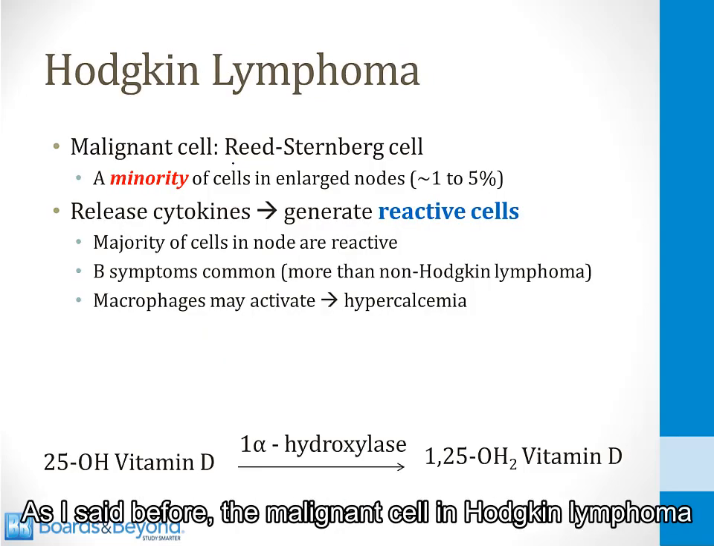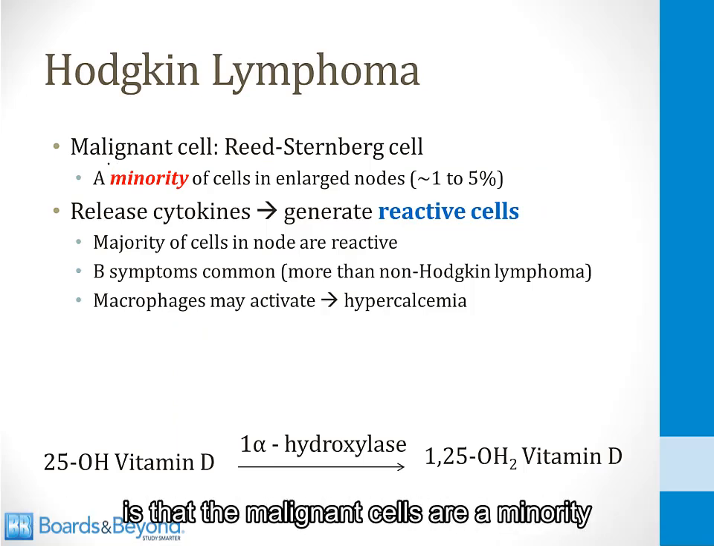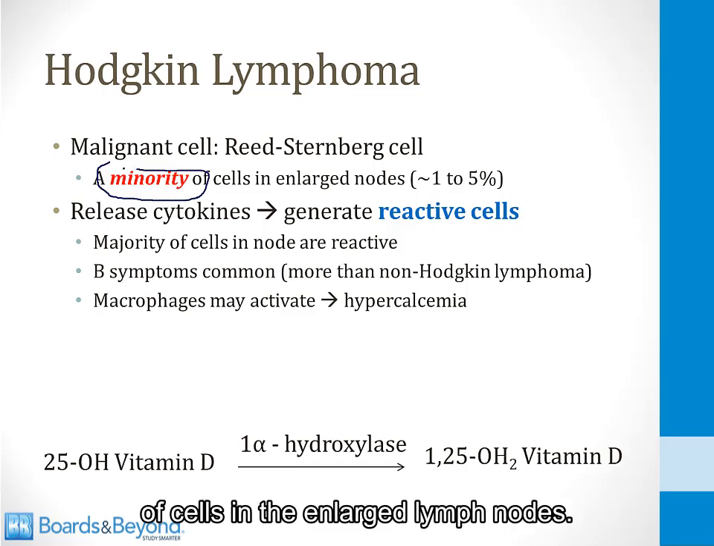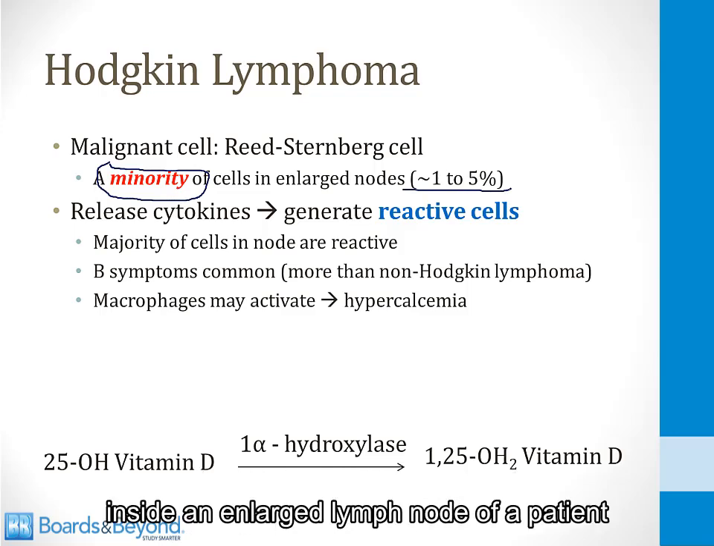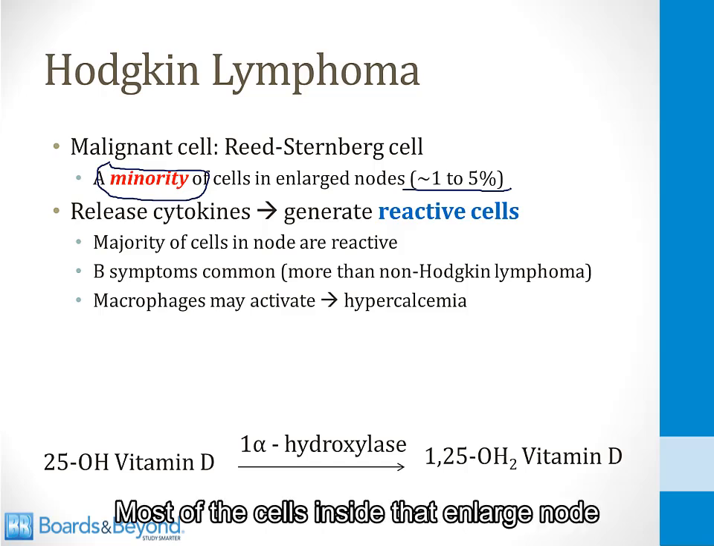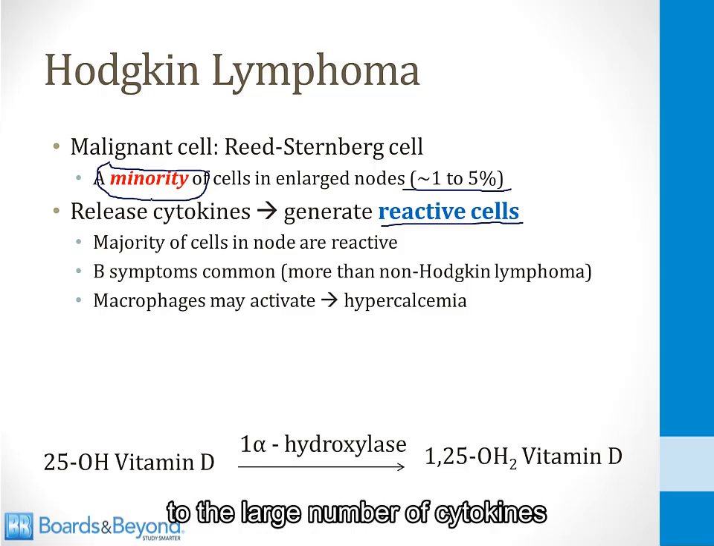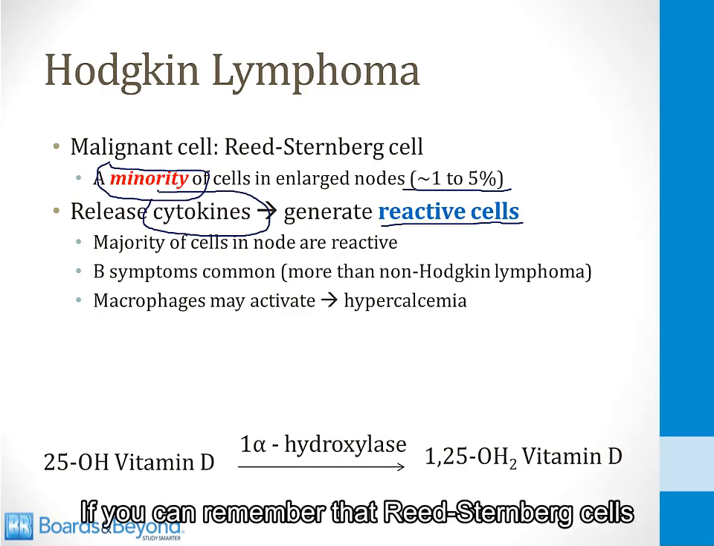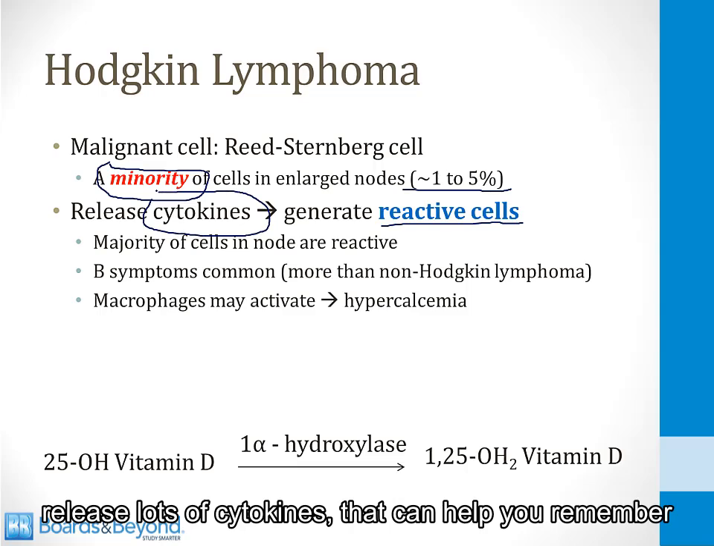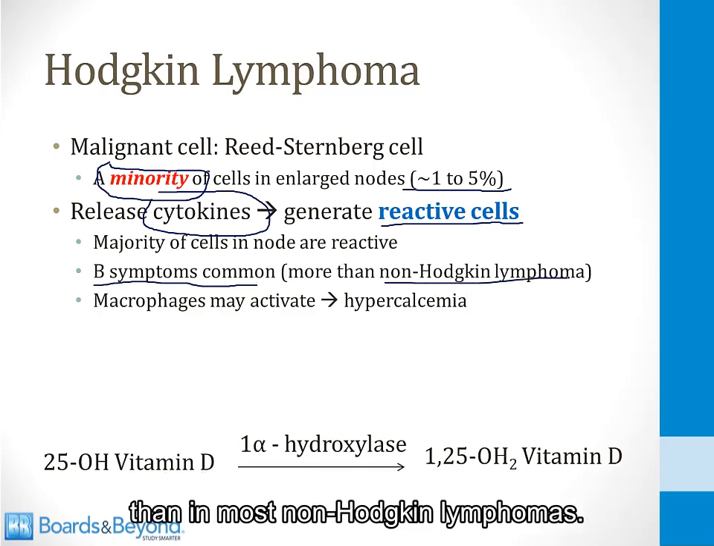As I said before, the malignant cell in Hodgkin lymphoma is the Reed-Sternberg cell. What's unique about this lymphoma is that the malignant cells are a minority of cells in the enlarged lymph nodes. Usually, Reed-Sternberg cells are only 1 to 5% of the cells inside an enlarged lymph node of a patient with Hodgkin lymphoma. Most of the cells inside that enlarged node are reactive cells, and these cells are reacting to the large number of cytokines that Reed-Sternberg cells release. If you can remember that Reed-Sternberg cells release lots of cytokines, it can help you remember that B symptoms are much more common in Hodgkin lymphoma than in most non-Hodgkin lymphomas.